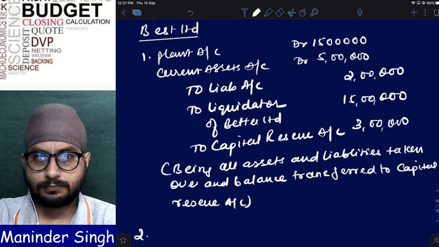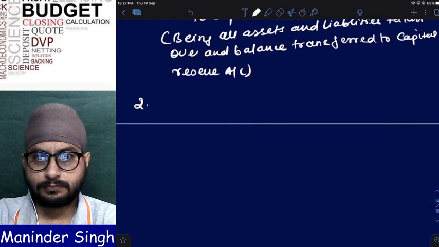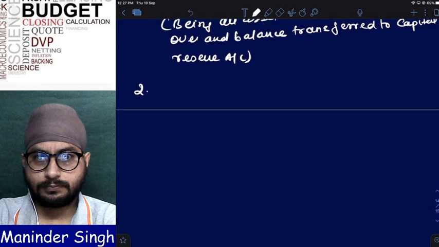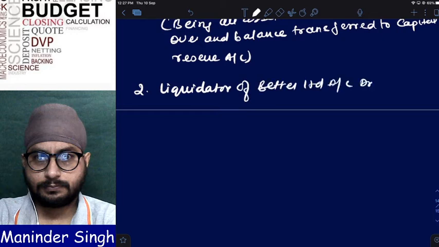Next. After this, 15 lakhs I have to pay to you, right? Should I pay or not? 15 lakhs I have to pay to you. To pay, liquidator of Better Limited account debit. How much? 15 lakhs. Liquidator of Better Limited account, 15 lakhs.